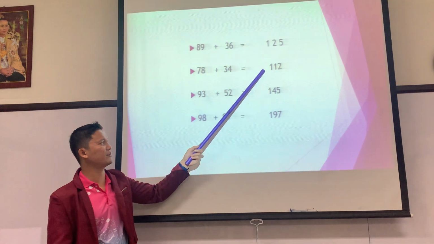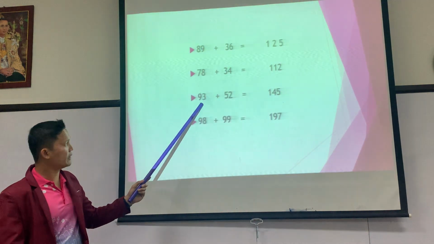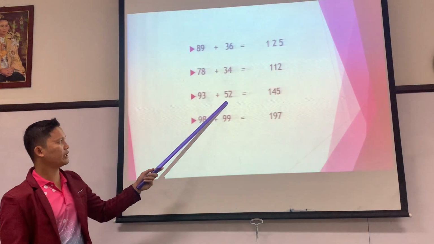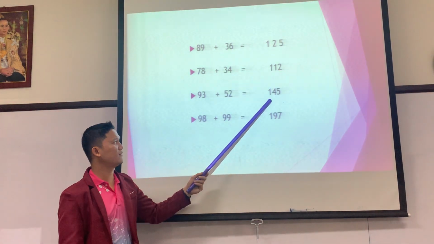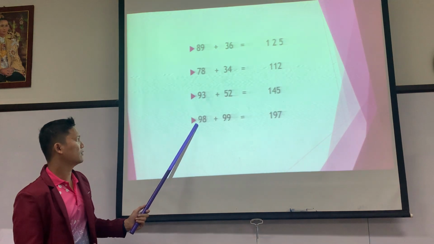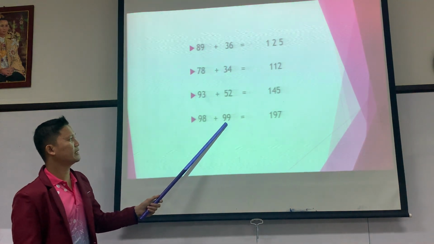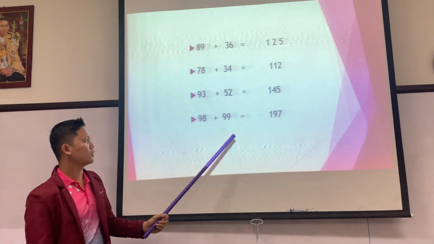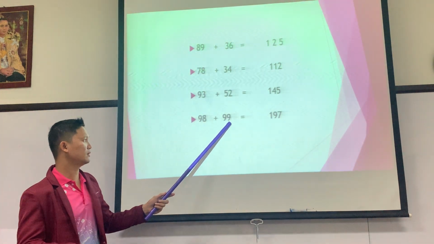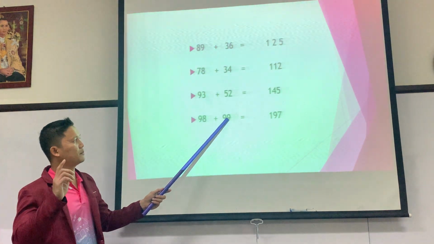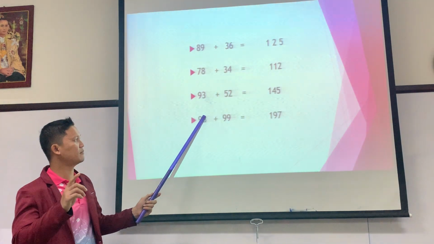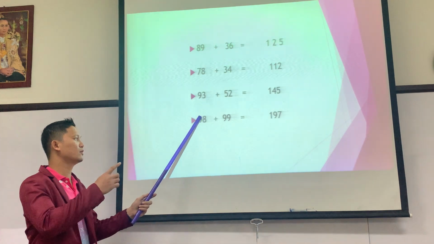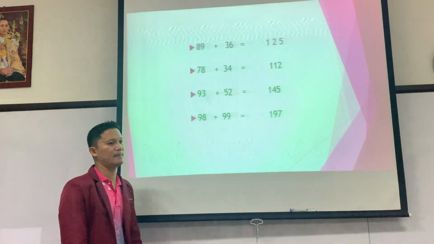So like this, 78 plus 34 equals 112. Okay, so 93 plus 52 equals 145. So 98 plus 99 equals 197. So you have to count the first place, the ones place number, from here like that, and then go to the tens place.